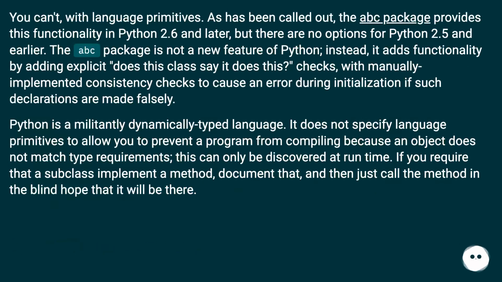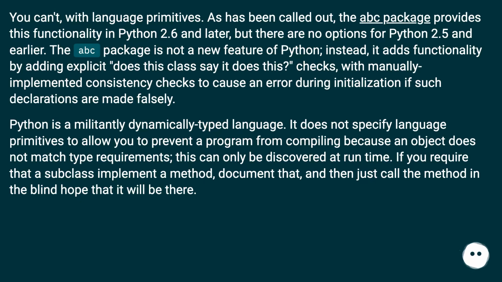You can't with language primitives. As has been called out, the ABC package provides this functionality in Python 2.6 and later, but there are no options for Python 2.5 and earlier. The ABC package is not a new feature of Python. Instead, it adds functionality by adding explicit "does this class say it does this?" checks, with manually implemented consistency checks to cause an error during initialization if such declarations are made falsely.